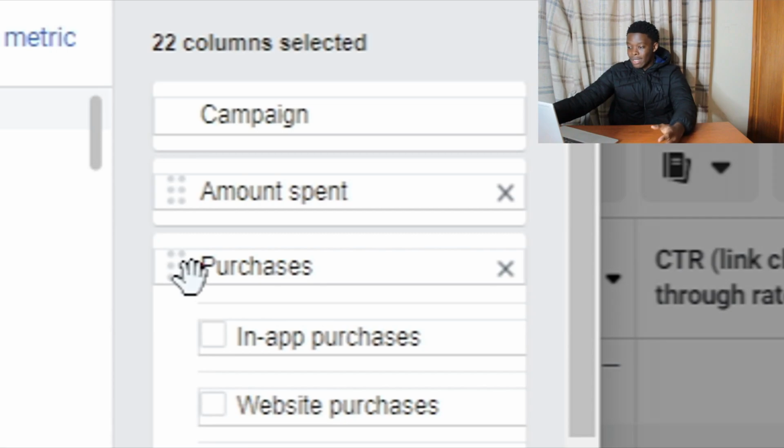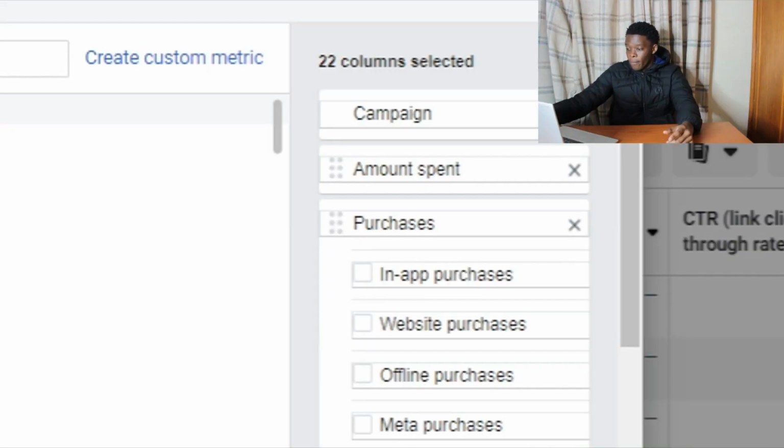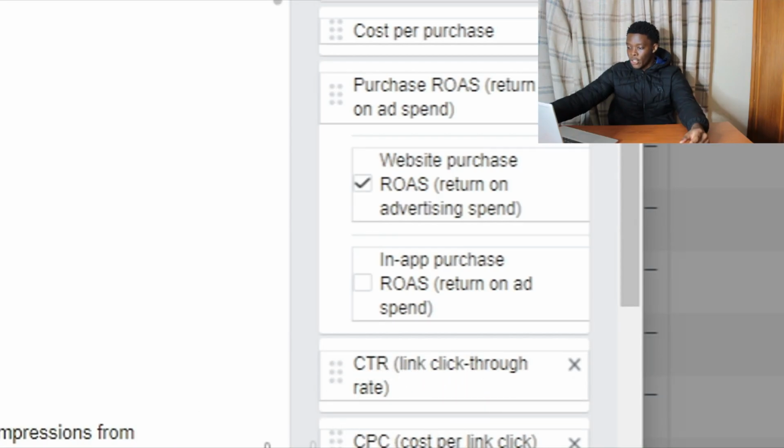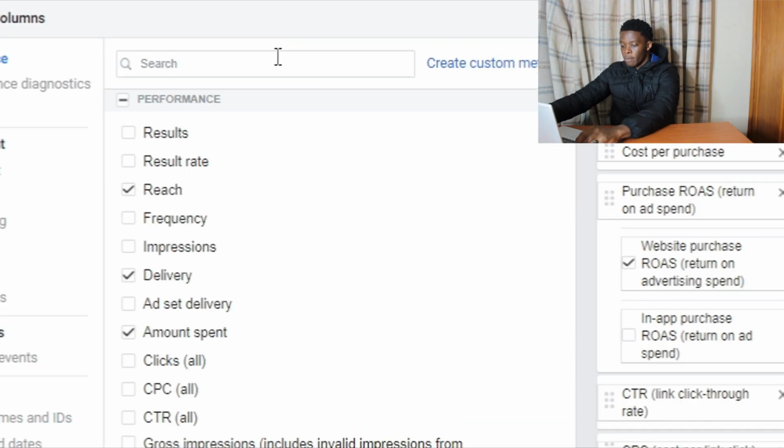Next, purchases. Purchases is the first piece of actual data that you want to look at, because again, it is the most important thing. It's the reason you're even doing all this. Next, cost per purchase. You want to know how much you're spending to acquire every single purchase of yours. After that is purchase ROAS. You want to know the exact rate of how much you're spending and how much you're earning to make sure that you're actually profitable, and then you'll double back and check this and see whether it's more or less than your break-even ROAS.